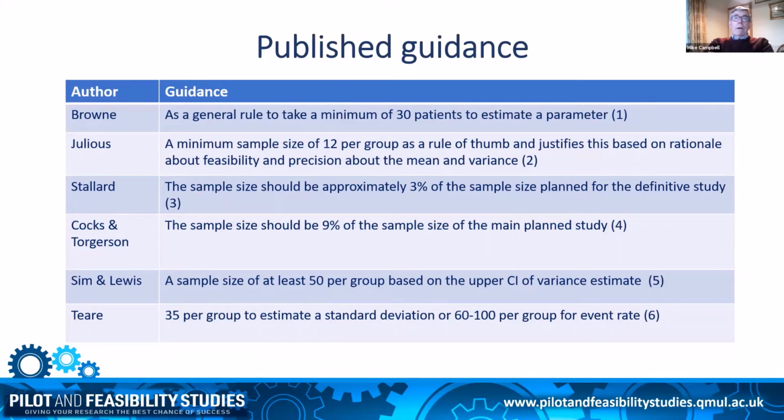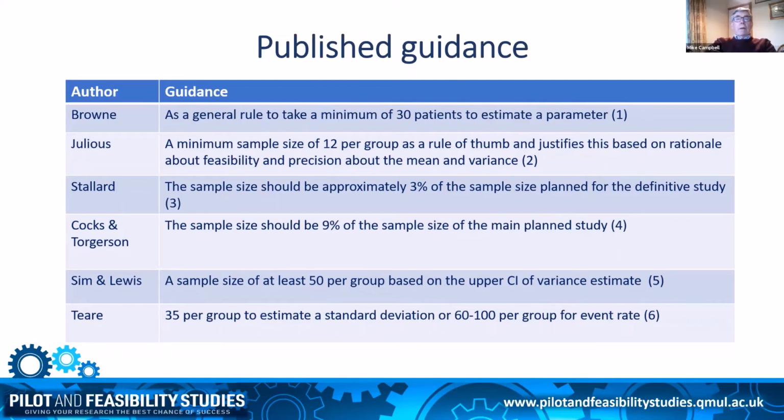But two other authors, Stallard and Cox and Torgerson, have argued that really you should base your sample size of your pilot on what you expect the size of your main trial to be. So if you're going to have a small main trial, then you don't want a sample size for a pilot which is going to be half of the main trial. So for a small trial, you want a small pilot study, but for a large trial, you could get away with a larger pilot study, and they vary in what they do. Stallard says 3%, and Cox and Torgerson have said 9%.